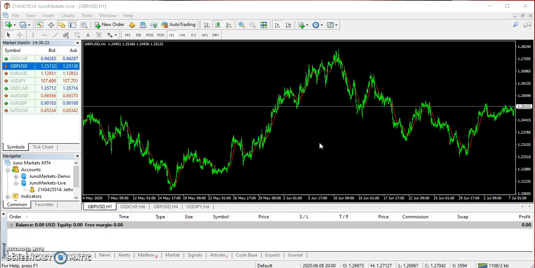Let me restate that again. If wave 5 is extended, wave 3 needs to be longer than wave 1. Otherwise, the Elliott wave count is wrong.